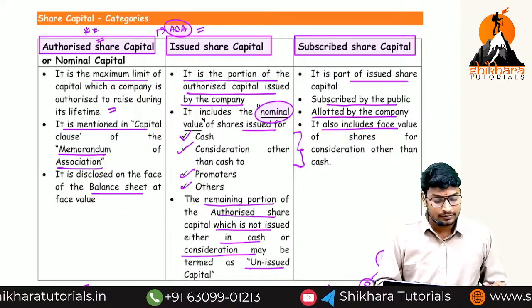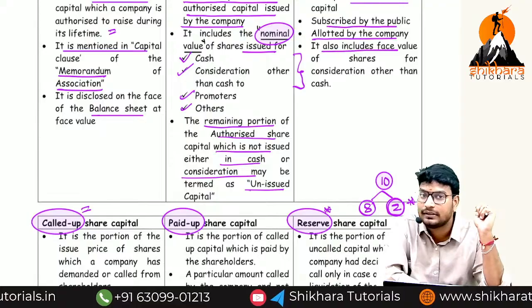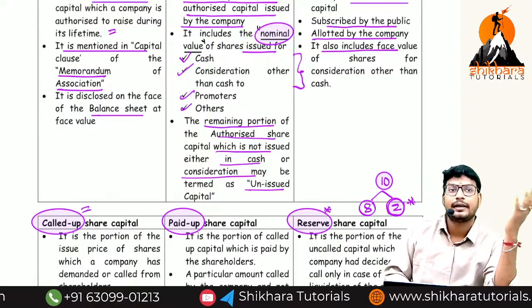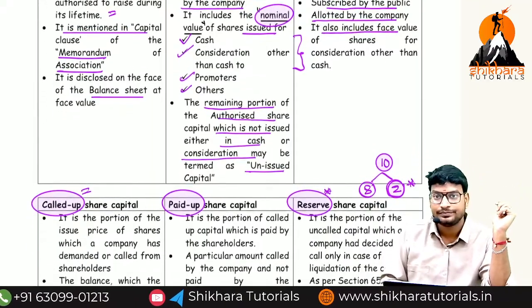Okay? So this is the overall picture, and I have told you how to disclose in the balance sheet, and 3 working notes we have completed. So next we are going to target what? Another example, calls in advance. Is there any doubt?